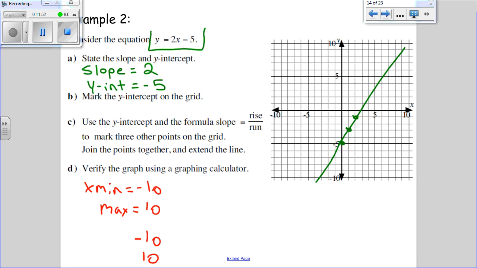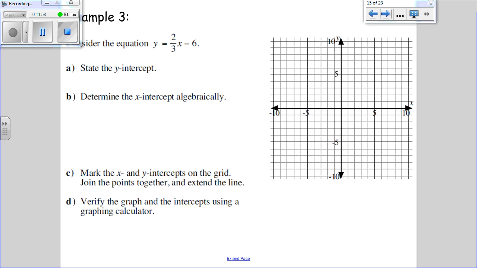All right, we'll do one more together. I want you to try to fill out the first part, but instead of stating the y-intercept, state the y-intercept and state the slope. So for that equation, I want you to write slope equals and y-intercept equals.